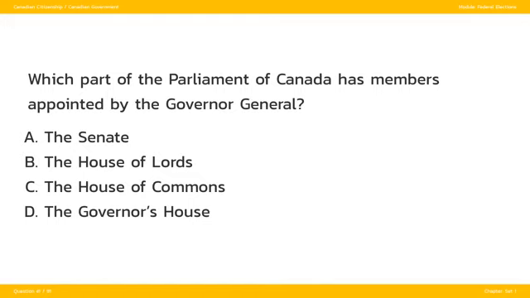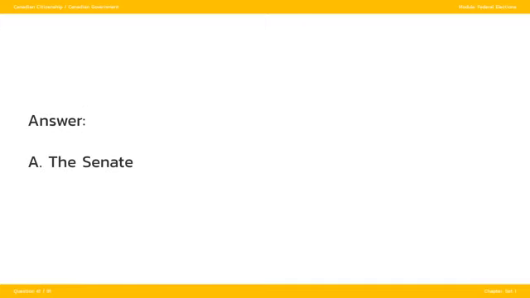Which part of the Parliament of Canada has members appointed by the Governor-General? A. The Senate. B. The House of Lords. C. The House of Commons. D. The Governor's House. The answer is A. The Senate.